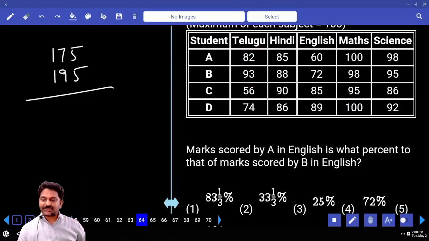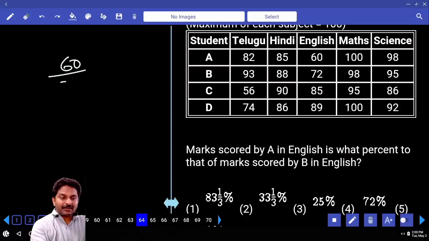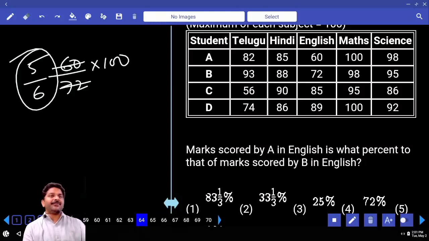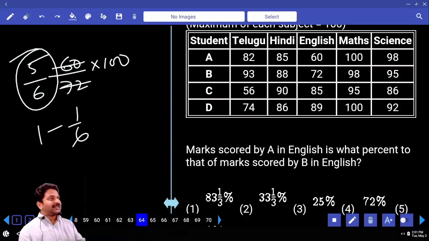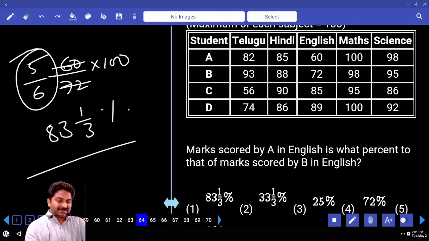Marks scored by A in English is what percent to that of marks scored by B in English? A in English 60 upon 72 percentage. 12 5 times 12, 6 times 12, so 5 by 6. If you can identify in terms of percentage, that's fine. Otherwise 5 by 6 in the sense 1 minus 1 by 6 only. 1 in the sense 100%. 1 by 6 meaning 16 2 by 3%. 100% minus 16 2 by 3, 83 1 by 3 percentage. Followed?